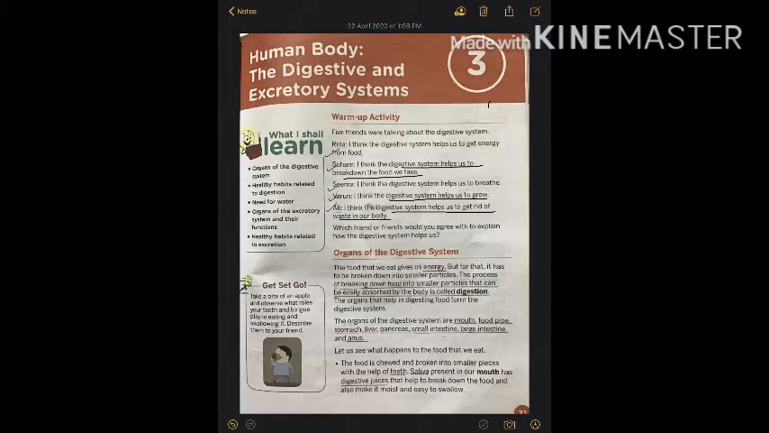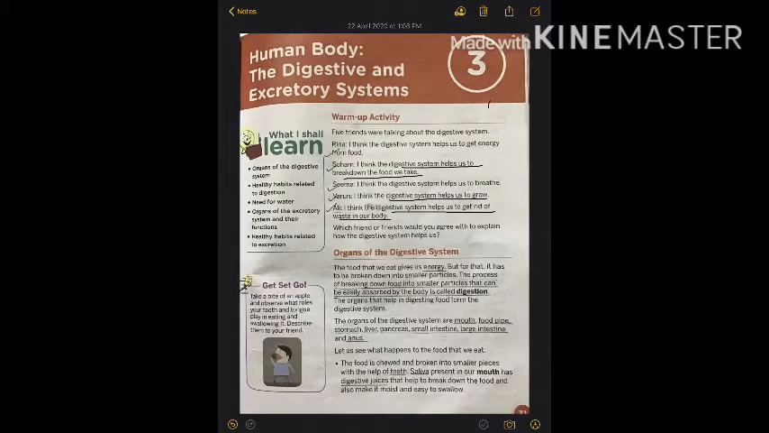The digestive system helps us to break down the food we eat. Second function, the digestive system helps us to grow, as it breaks down the food, and from that food, nutrients are absorbed in the blood, and those nutrients help us to grow.